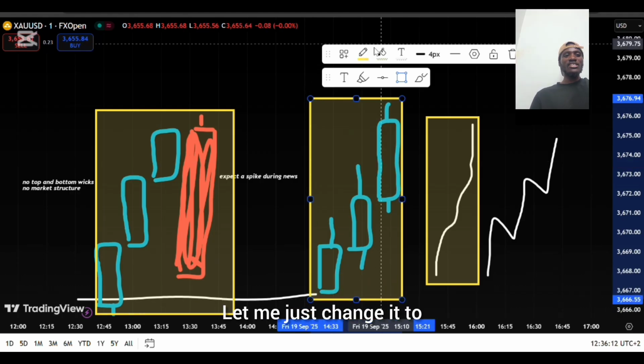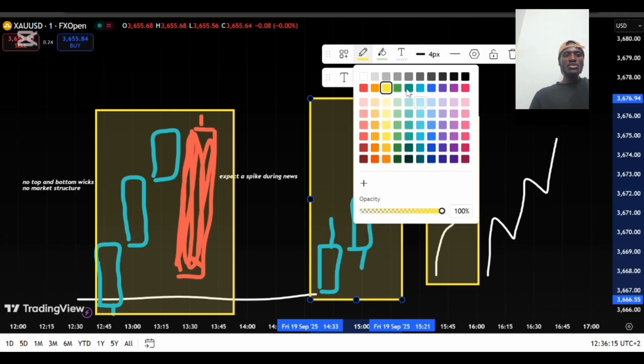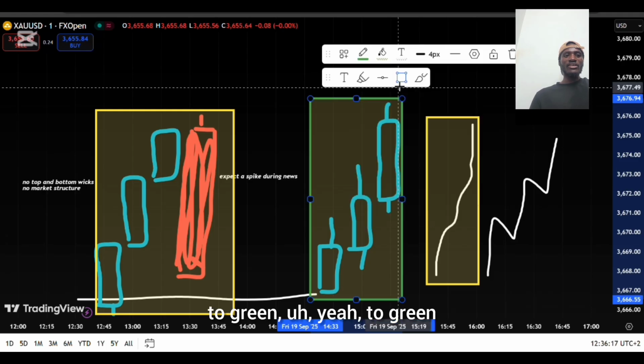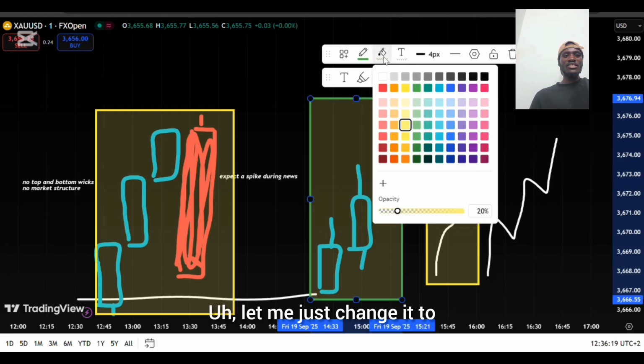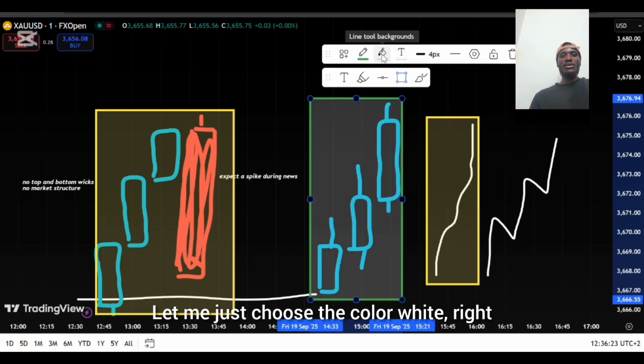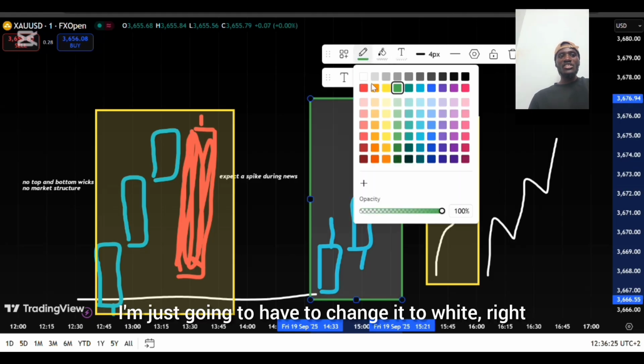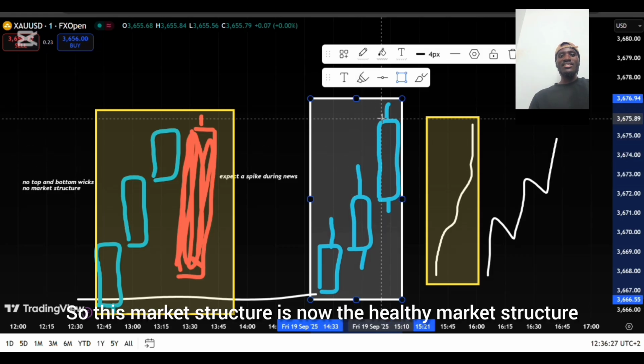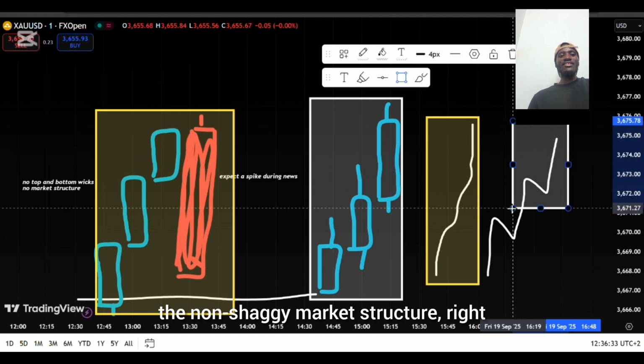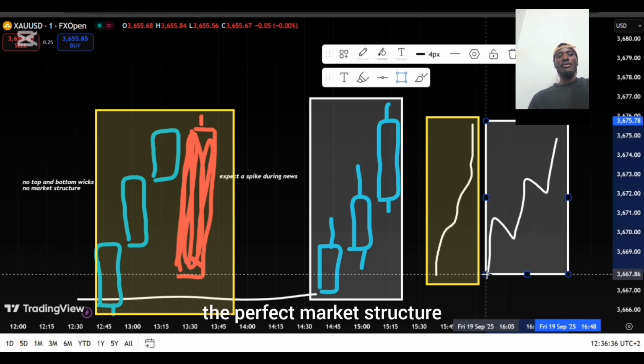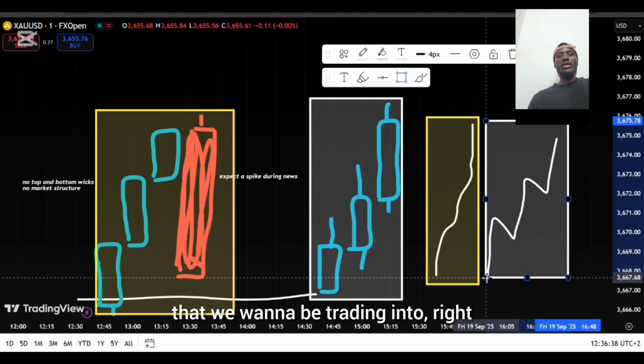Let me just change it to green. Let me just change it to white. I think white is the best. So this market structure is now the healthy market structure, the non-shaggy market structure, right? This is the perfect market structure that we want to be trading into.